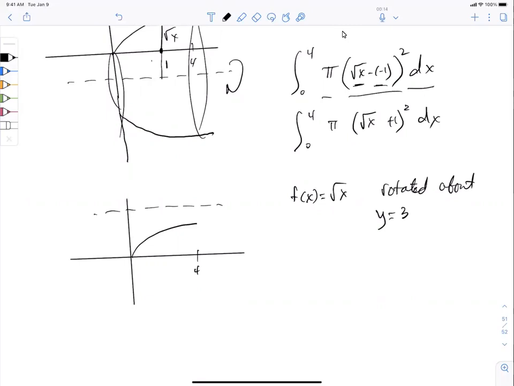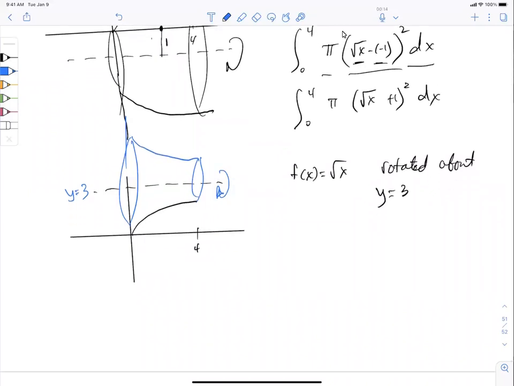Now, when you rotate this, let me actually use a different color here. When you rotate this, you get something like this, as you rotate it about y equals 3. So you see, even the shape that you would get has changed through that rotation. But no problem, we can still calculate the volume. It's still going to be 0 to 4, still going to be pi something squared. But that thing squared is now 3 minus root x.